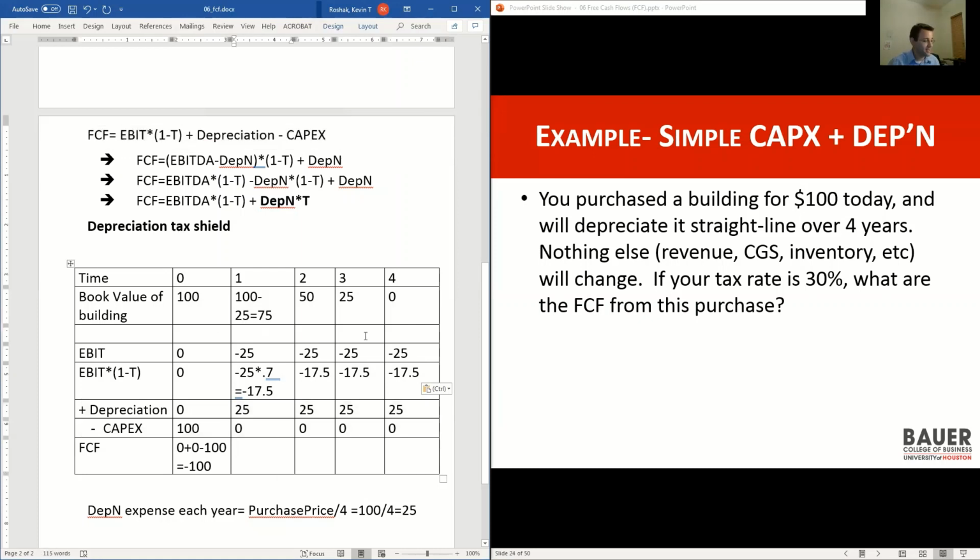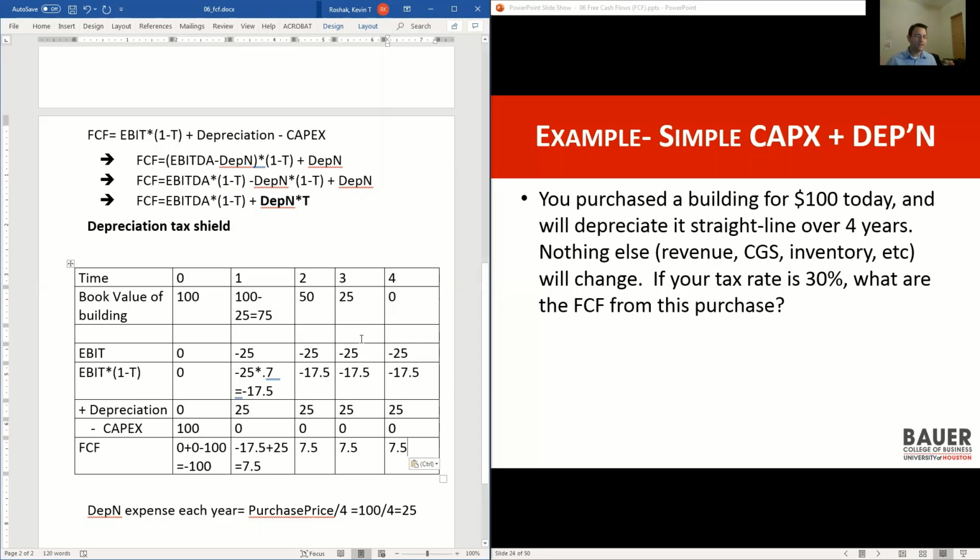Our EBIT times 1 minus T is negative 17.5 in time 1. And then we're going to add depreciation to that, which is 25. So what does that leave us? That leaves us with 7.5 in free cash flows. And that's the same thing at time 2, 3, and 4.